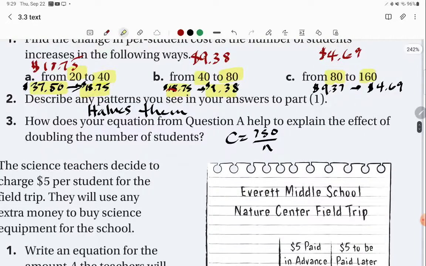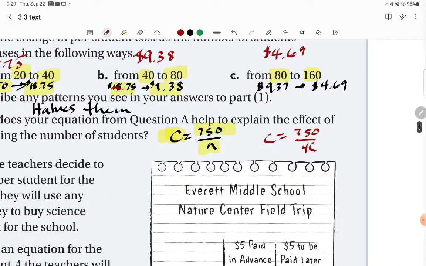Right, here's our equation. This is the cost per student right here. Cost per student. This is the total cost. And N is how many students are coming. Well, listen, if N is, let's say arbitrarily, N is 4. So cost is equal to 750 over 4. And then we double that. Now it's 4 times 2, which is essentially halving the 750. It's like taking that, dividing it by 2 and 4. So it halves what 4 was.